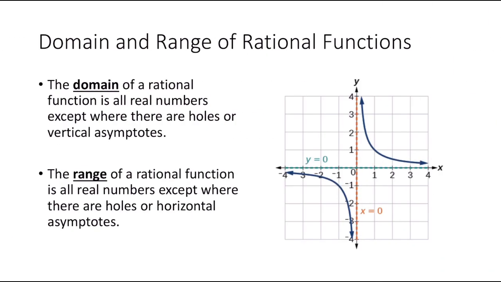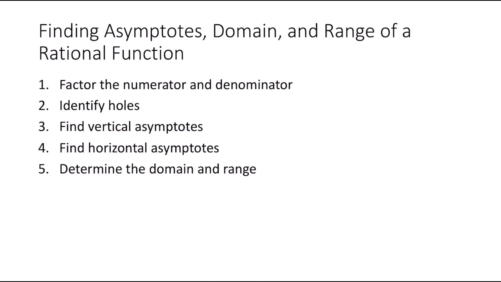We can also talk about the domain and range of rational functions. The domain of a rational function will be all real numbers except where there are holes or vertical asymptotes. The range of a rational function will be all real numbers except where there are holes or horizontal asymptotes. So we'll have to describe the domain and range in pieces so that we can leave out those values that are excluded.